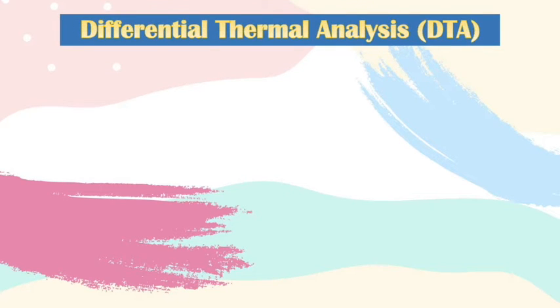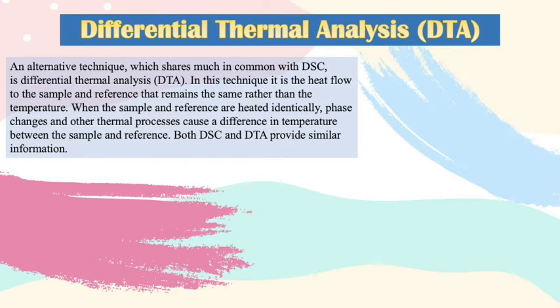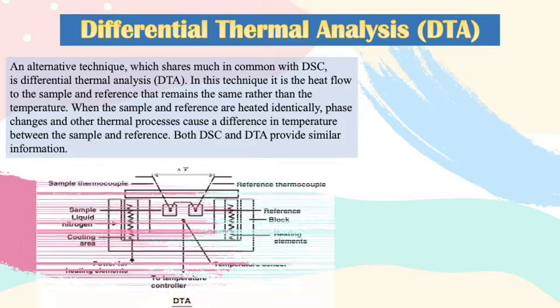Next is differential thermal analysis DTA. DTA is an alternative technique which provides the same information as DSC. However, instead of keeping the temperature constant, it is the heat flow to the sample and reference that remains the same. This allows phase changes which will cause a difference in temperature between sample and reference.